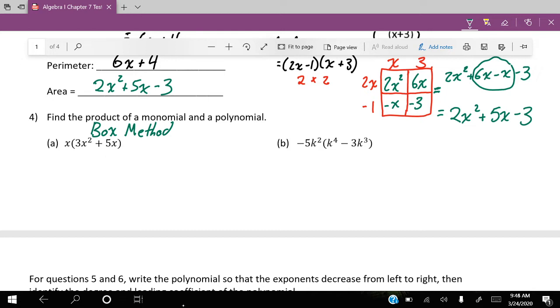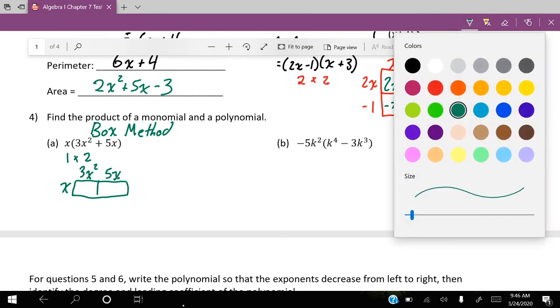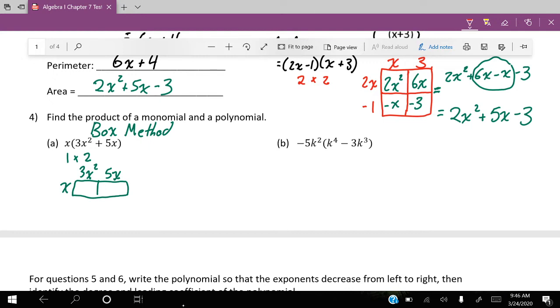So the first thing I'm going to do is identify how many terms are in each polynomial. So x literally has one term. 3x squared plus 5x is 2 terms, the 3x squared and the 5x. So I'm going to make a 1 by 2 box. I'm going to put x on the left, 3x squared plus 5x on the top, and I'm just going to multiply these out. 3x squared times x is 3x to the third. 5x times x is 5x squared. So my answer is 3x to the third plus 5x squared.